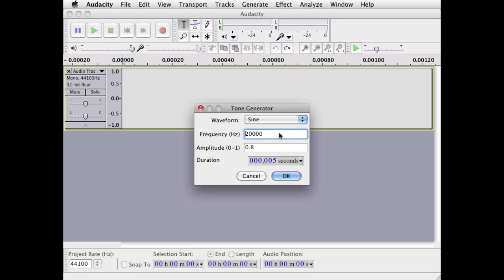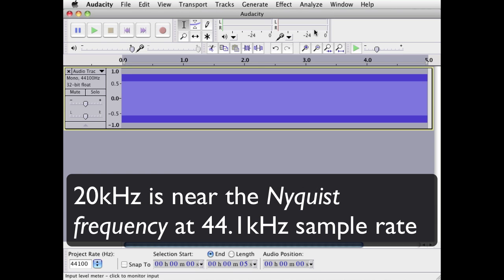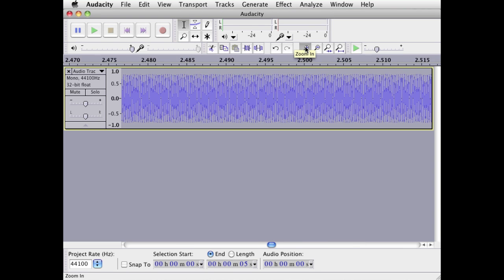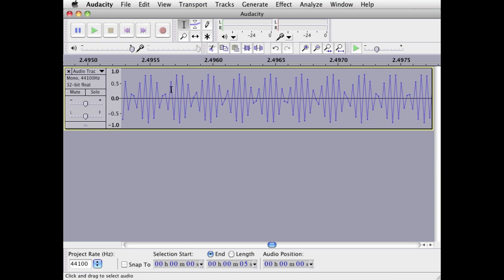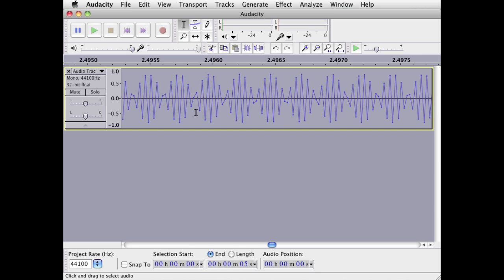Let's generate a sine wave at 20,000 hertz in a 44.1 kilohertz project. If we zoom in to the sample level, the graphical display looks jagged and horrible. It looks even worse in some other programs. But if you were to play this back and view the analog output of your sound card on an analog oscilloscope, you would see something much closer to a perfect sine wave.